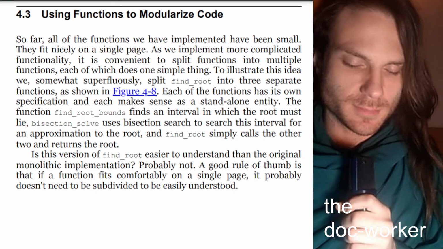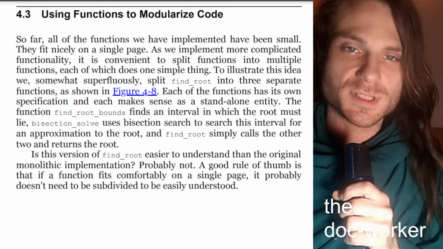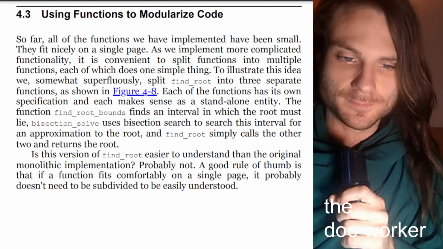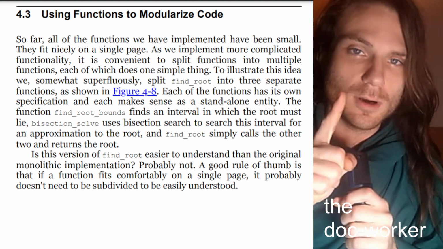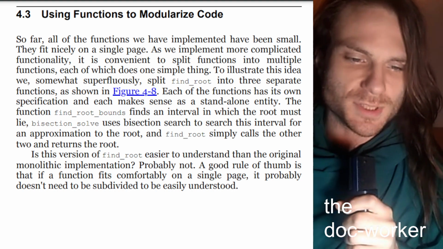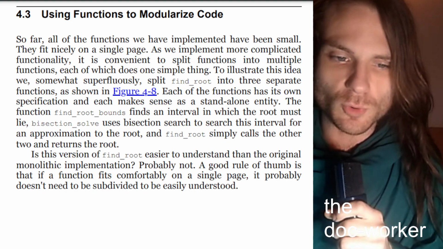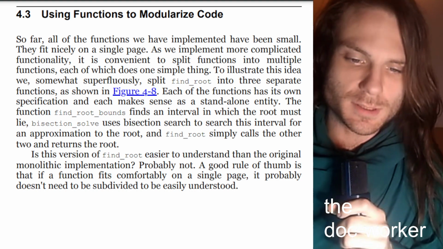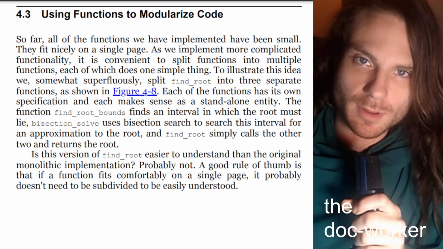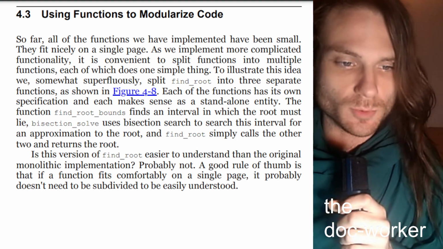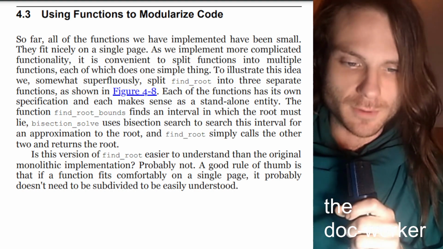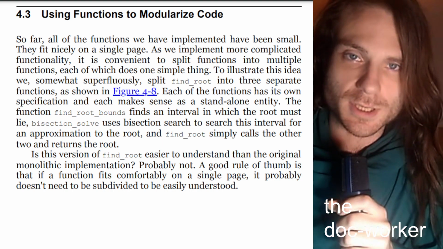Lecture 8, Assigned Reading, 4.3 to 4.6, using functions to modularize code. So far, all of the functions we have implemented have been small. They fit nicely onto a single page. As we implement more complicated functionality, it is convenient to split functions into multiple functions, each of which does one simple thing. To illustrate this idea, we somewhat superfluously split findRoot into 3 separate functions, as shown in Figure 4-8.